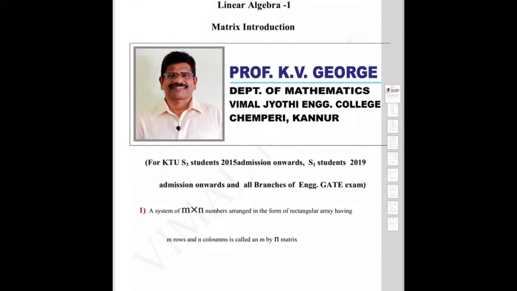Dear students, today's topic for discussion is linear algebra. This is an important topic in the field of engineering, BSc Maths, Physics, Chemistry, Computer Science, and Electronics. This session also includes discussion for competitive examinations like GATE and entrance examinations for public sector companies.